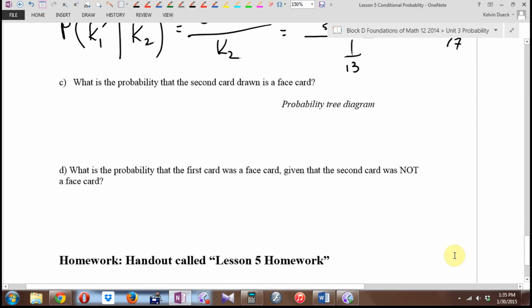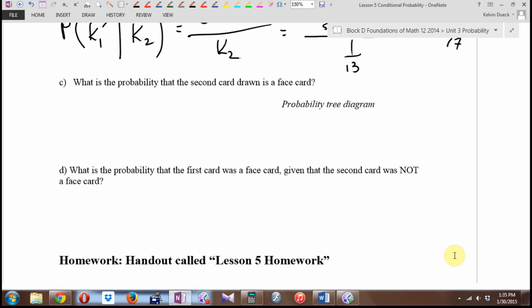C. No yawning. Carson, can you read? You know that was coming. Can you read C to me, please? What is the probability that the second card is a face card?